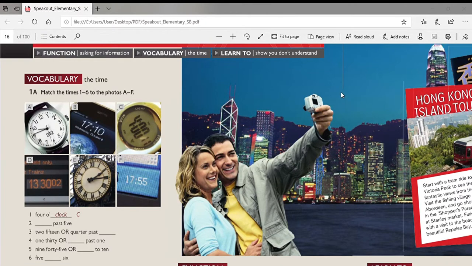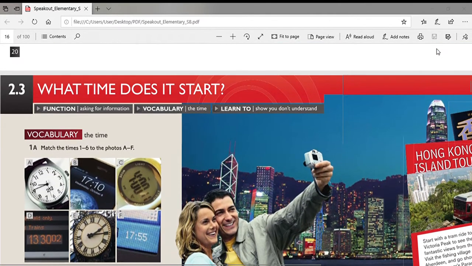Hello everybody, today our lesson is 2.3. What time does it start? We will learn how to ask for information, vocabulary for the time, and how to show that you don't understand the information.